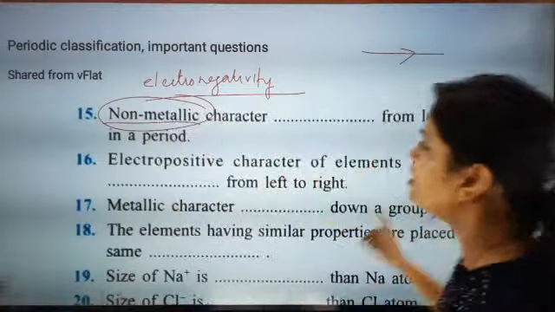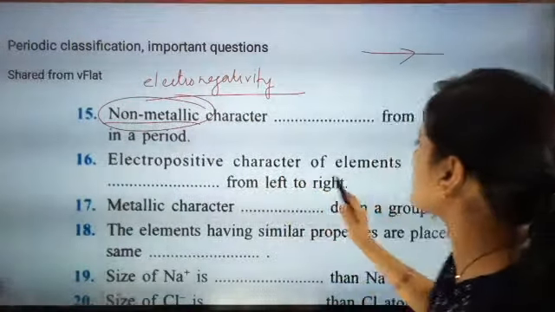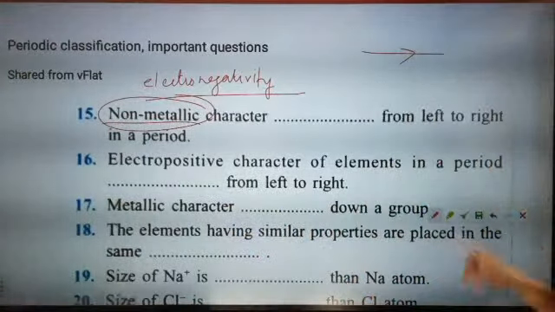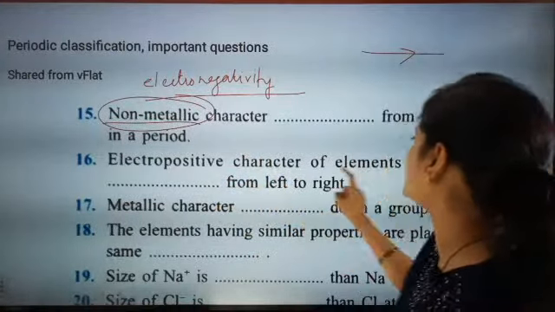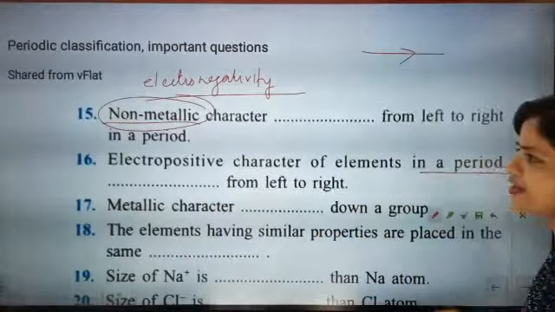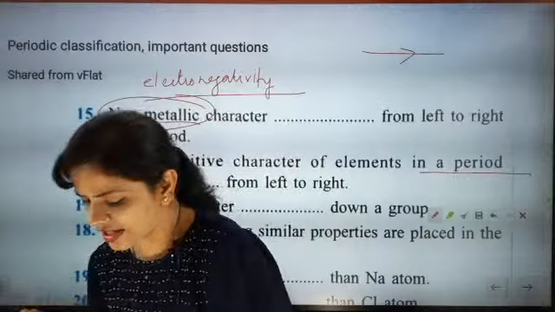Next question: electropositive character of elements in a period dash from left to right. Electropositive character. Right now only I have discussed.